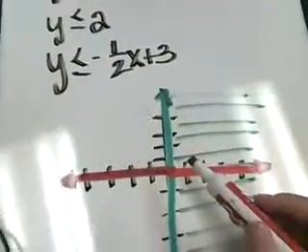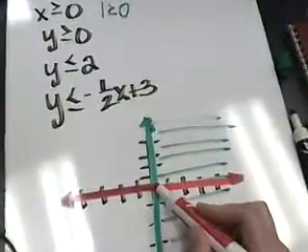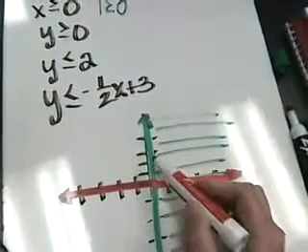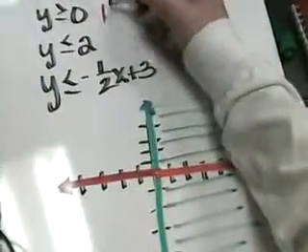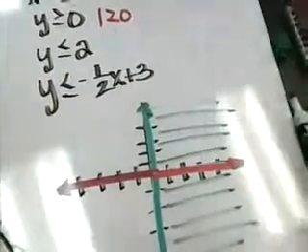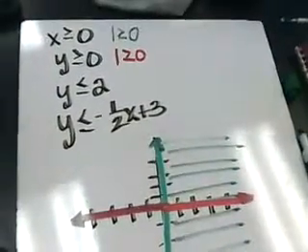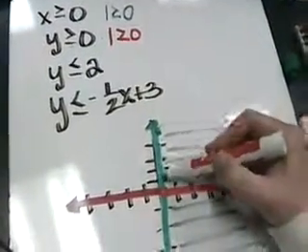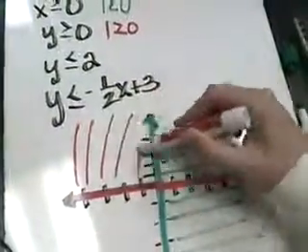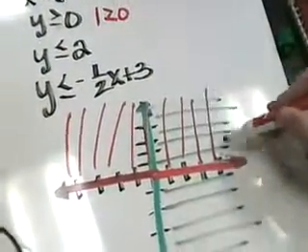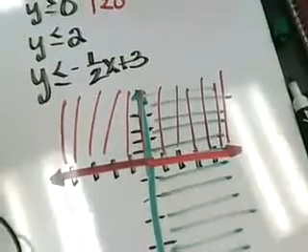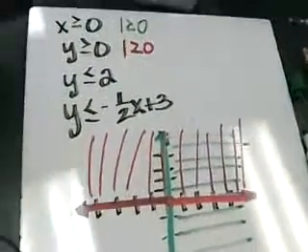Then I have to decide where to shade. Well, again, I can't pick 0, 0 because he's on my line. So let's pick 1. Is 1 greater than or equal to 0? Obviously, yes it is. So I'm going to shade up in the direction of 1. Since 1 worked, he's a solution, he needs to be shaded. Okay, there's my second one.